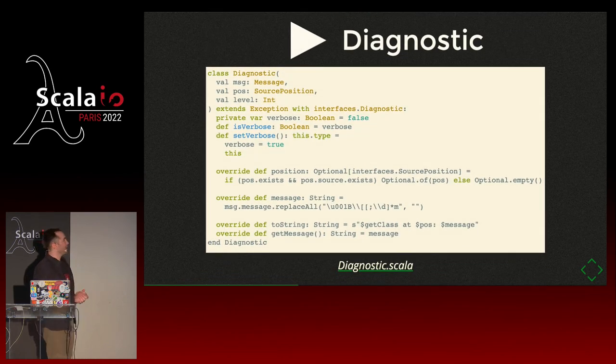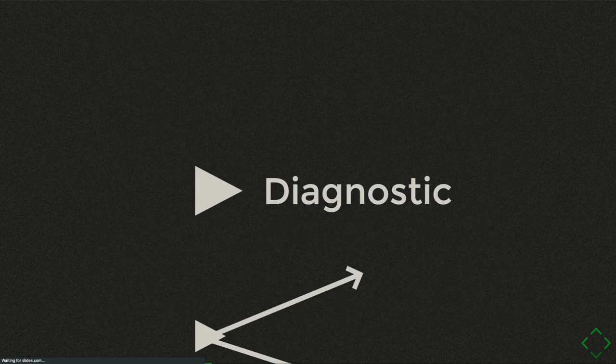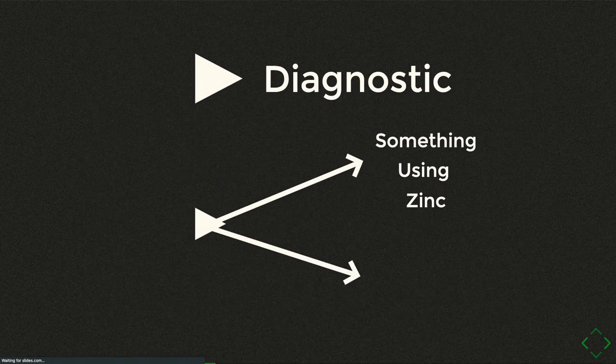Then we have a diagnostic. And a diagnostic contains a message, the source position, and a level. If we looked at what the core parts of the diagnostic were earlier, you'll recognize these three things as the core three things that make up a diagnostic. And then you have a few other things on the bottom, like some helper methods, I guess, and some things about positions. And sometimes there's weird things in there that you want to strip out, or verbose things. But we'll get into all that stuff later as well. So we have our diagnostic.